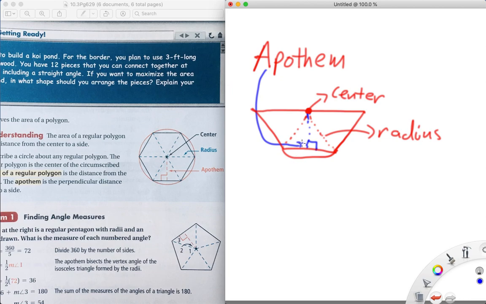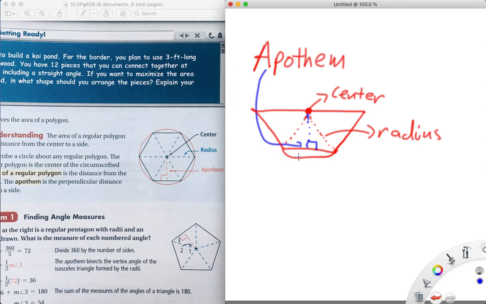Things about this apothem. There's an angle associated with the center, and the apothem cuts this angle in half. In addition to that, this side is also cut in half. So the angle is cut in half and the side is cut in half, which makes this a perpendicular bisector by definition. So the apothem, in this case, is the perpendicular bisector.